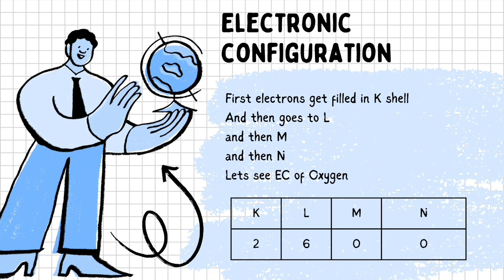Oh, we have oxygen here. As you remember, the atomic number of oxygen is 8, right? Which means it has 8 electrons. So let's distribute these 8 electrons in the cells. Out of 8, 2 electrons go to K cell and the remaining 6 electrons go to L cell. So no more electrons are left in oxygen, so M and N cells don't get any electrons in this case.